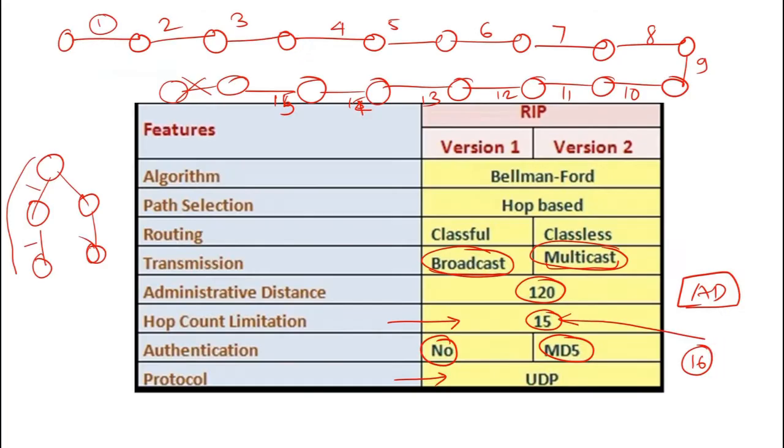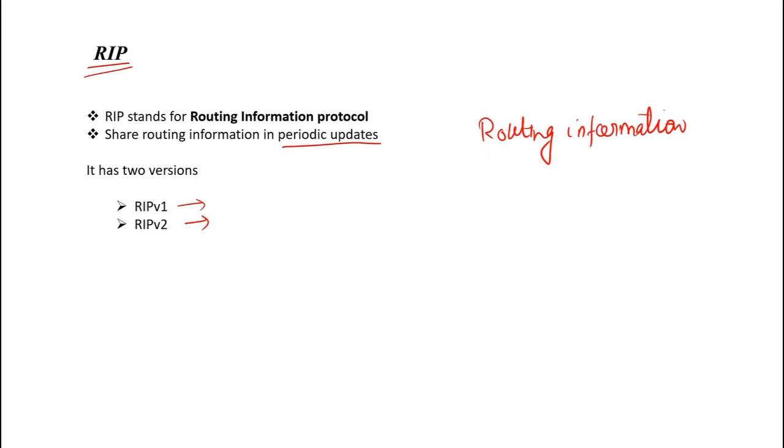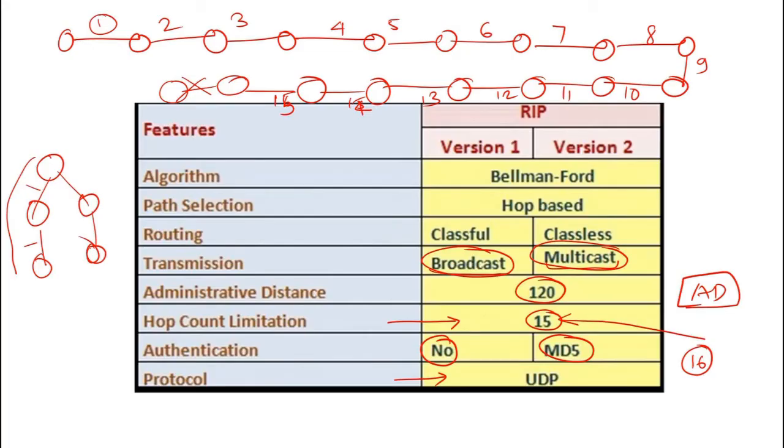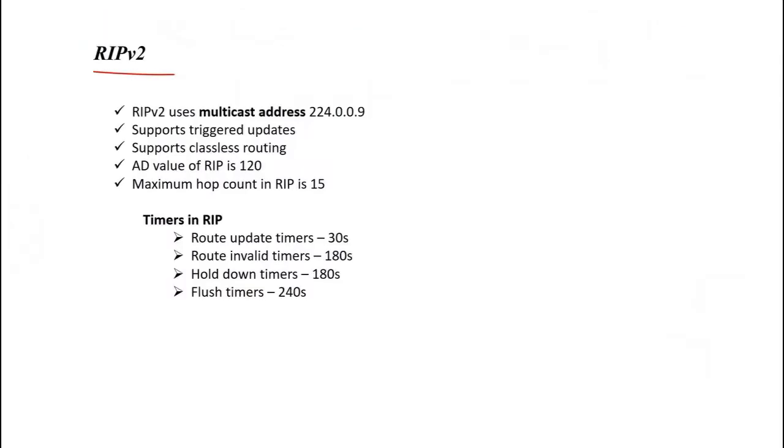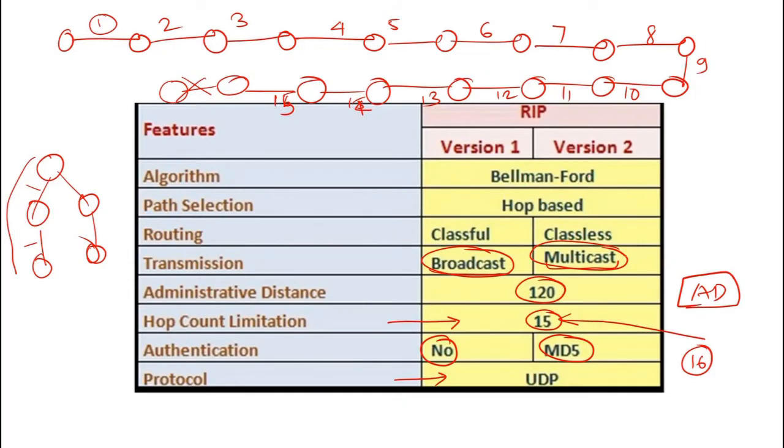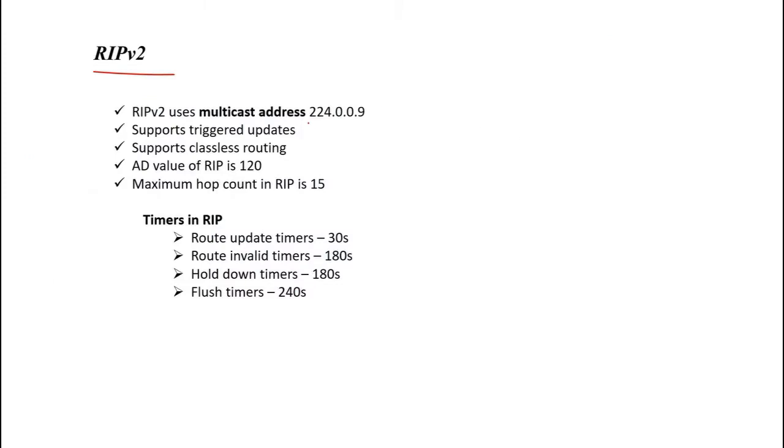So now we go to RIP version 2. We have seen RIP's basic information, then the comparison of RIP version 1 and version 2. RIP version 1 is why we are not using it. So now let's focus on RIP version 2 and what the basic things are. We discussed in the previous one that it uses a multicast address, right? Version 2 uses it for transmission. So it uses the multicast IP of 224.0.0.9. It supports triggered updates.